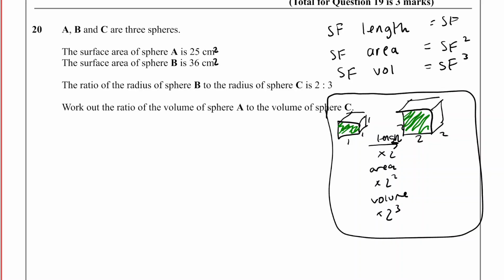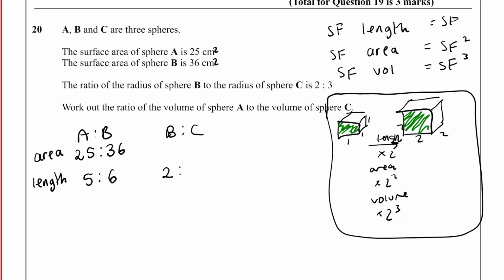So we've got the scale factor for area of A to B, which is a ratio of 25 to 36. So for length, we want to square root. To go back from area to length, we square root. So the scale factor is 5 to 6 for lengths. And we know for B to C, for lengths, it's 2 to 3.